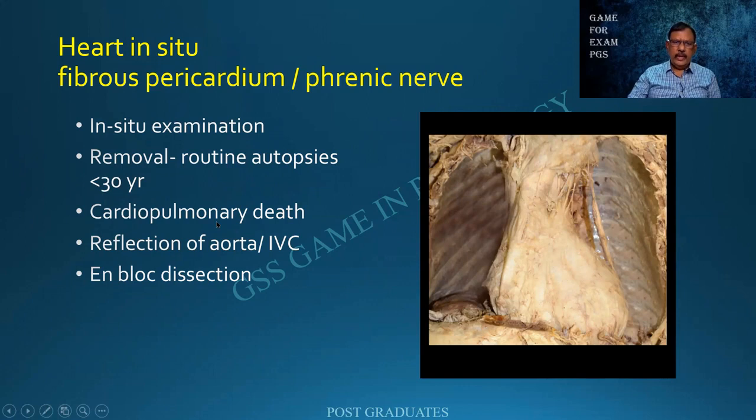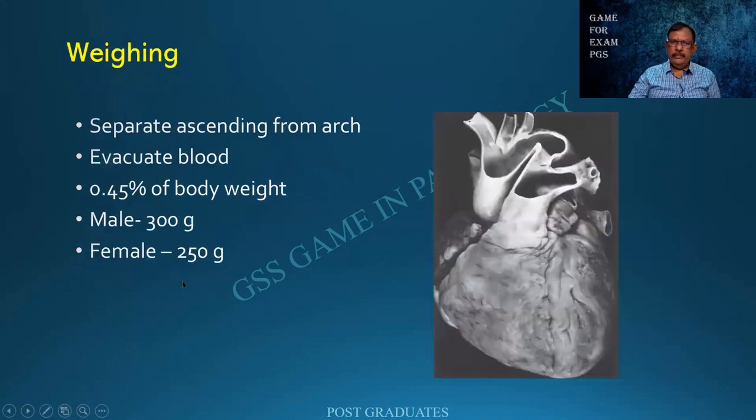So when there is going to be a cardiopulmonary death, then the reflection of the aorta and the inferior vena cava onto the thoracic side is mandatory. This is the system followed by Rokitansky. And finally, an en bloc removal is done.